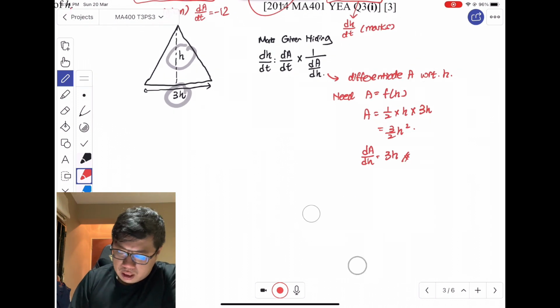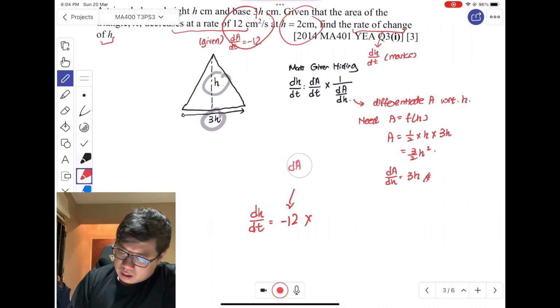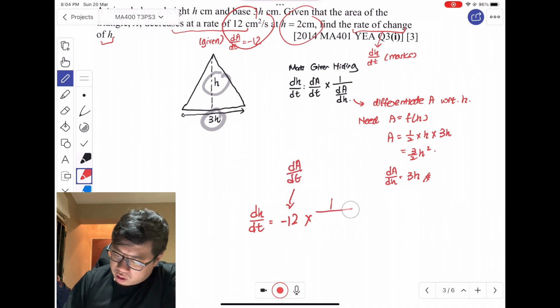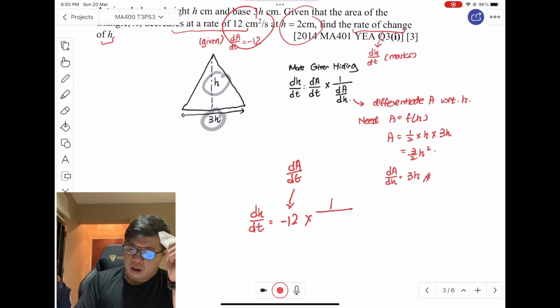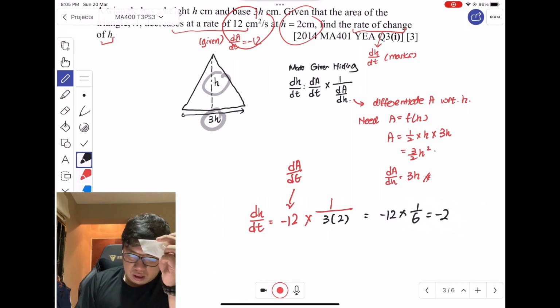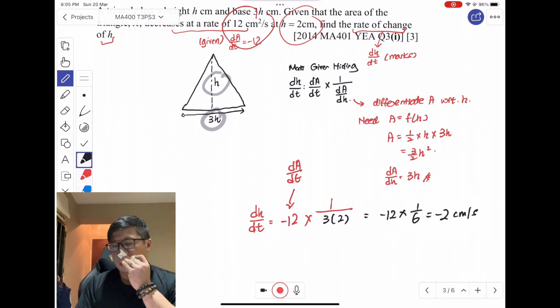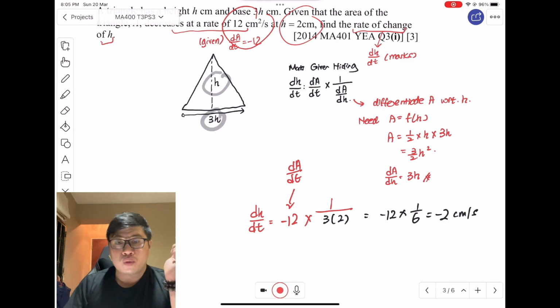now let's go about doing this. dh/dt would be dA/dt, which is negative 12, multiplied by 1 over dA/dh. Now remember that h is 2, so we are substituting h as 2, 1 over 3 times 2. The answer will just be negative 12 times 1 over 6, which is negative 2 cm per second. So the rate of change of the height would be negative 2 cm per second, and we are done. Thank you.